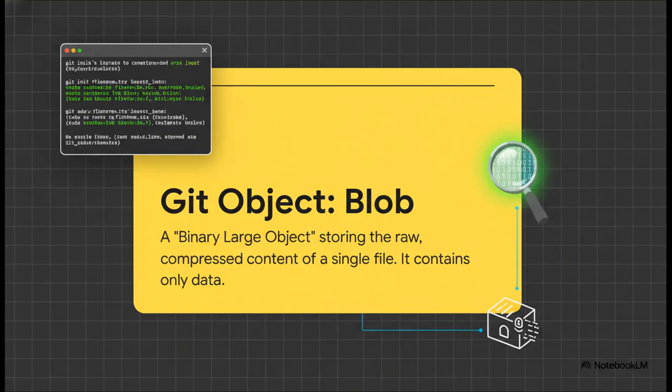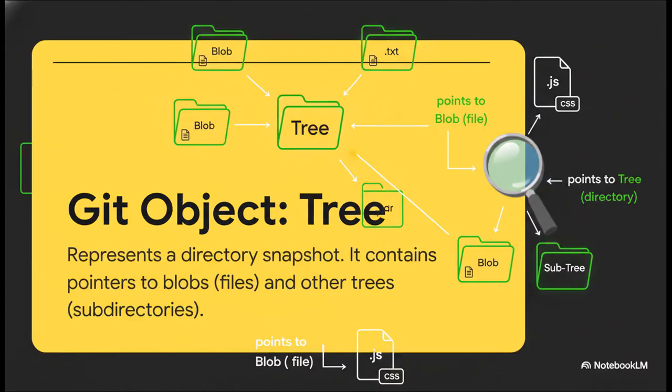So let's break down what's in those snapshots. We're going to go slow here. At the very bottom level, you have an object called a blob. A blob is just the raw content of one of your files. That's it. It's just a chunk of data. It has no idea what the file is named or where it lives in your project. It is pure content.